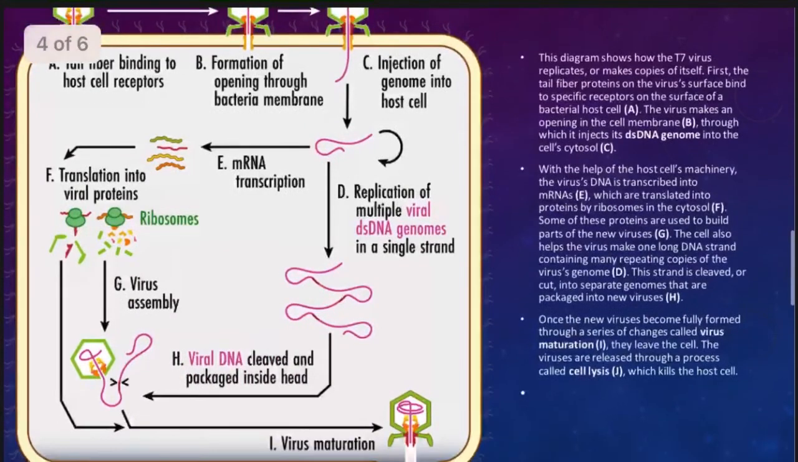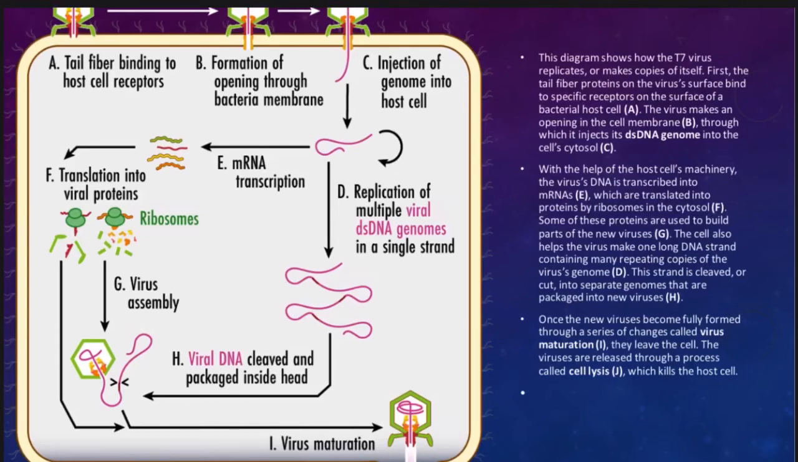This diagram shows how the T7 virus replicates, or makes copies of itself. First, the tail fiber proteins on the virus's surface bind to specific receptors on the surface of a bacterial host cell. The virus makes an opening in the cell membrane through which it injects its dsDNA genome into the cell's cytosol. With the help of the host cell's machinery, the virus's DNA is transcribed into mRNAs, which are translated into proteins by ribosomes in the cytosol.